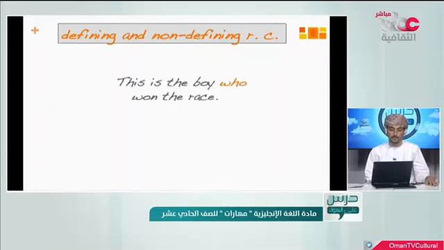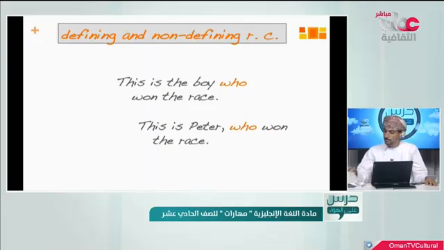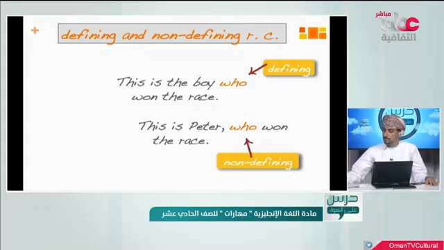This is the boy who won the race. And second example, this is Peter who won the race. Now, to make a long story short, who won the race in the first example is a defining relative clause, and who won the race in the second example is a non-defining relative clause. And now let's look for the differences.